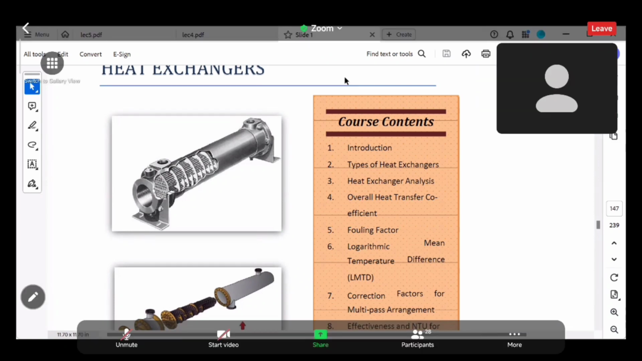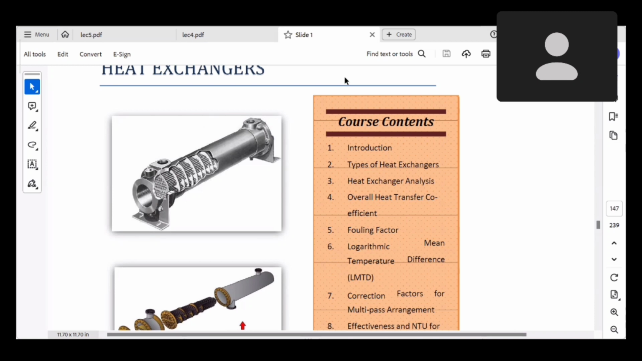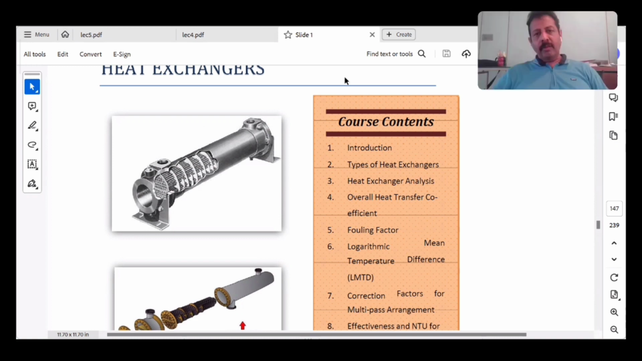சார் மீட்டிங்ல இருக்காங்க சார். இருக்காங்களா? Yeah, okay. Okay, so is this screen shared that is visible?